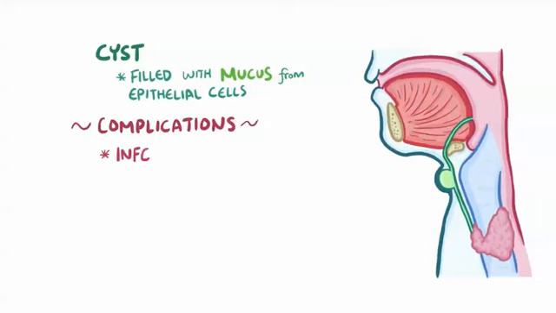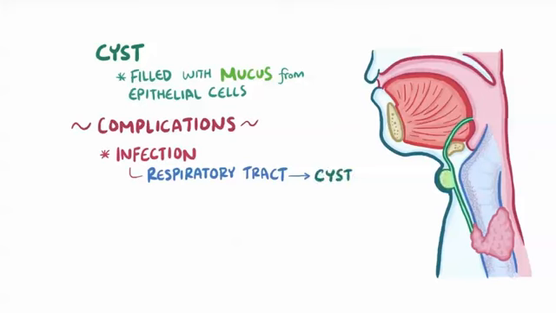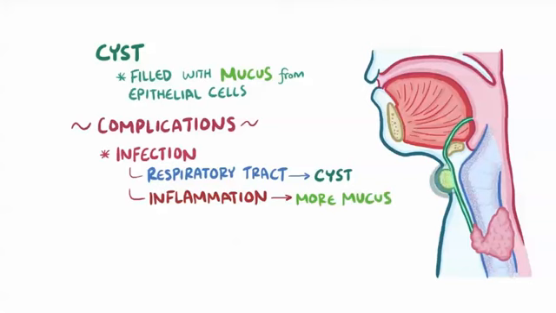For example, when there's an infection of the respiratory tract, it can easily spread to the thyroglossal duct cyst, since there are lymphoid, aka immune cells, in the walls of the cyst. Local inflammation also stimulates the epithelial cells of the thyroglossal duct cyst to increase their secretions, and that makes the cyst grow in size.